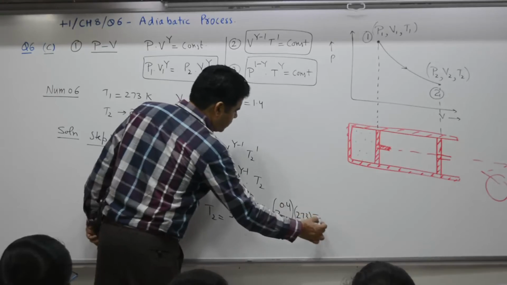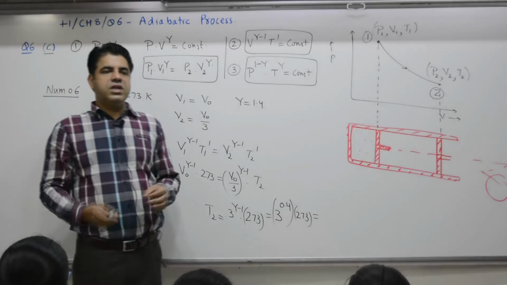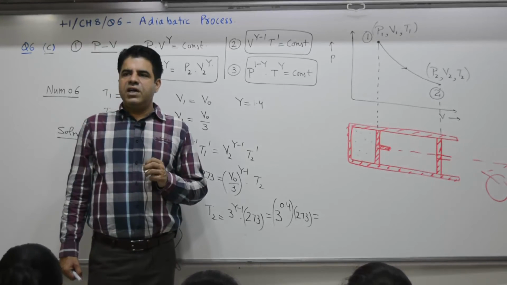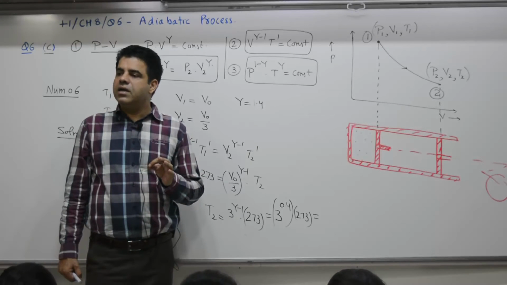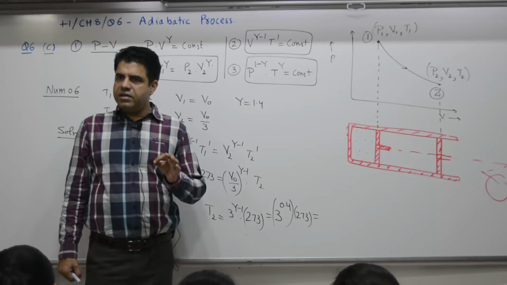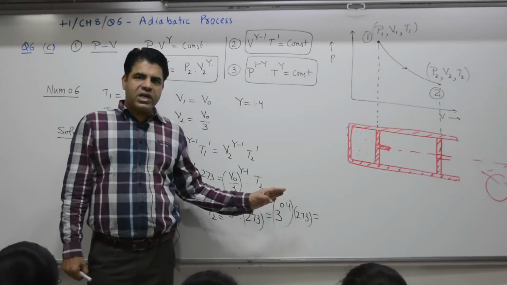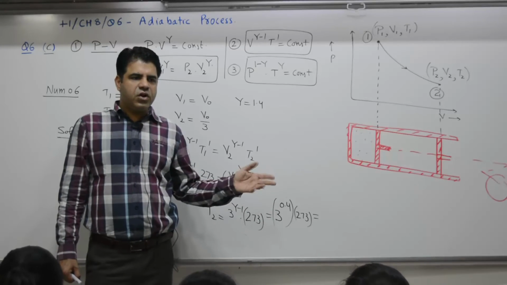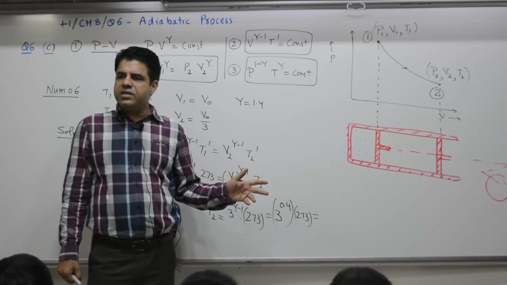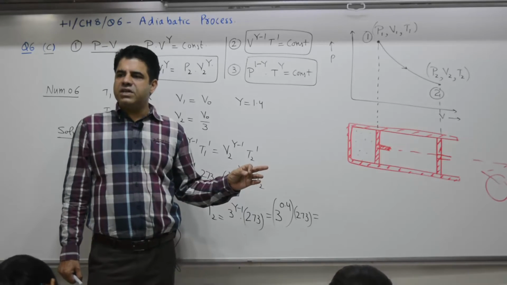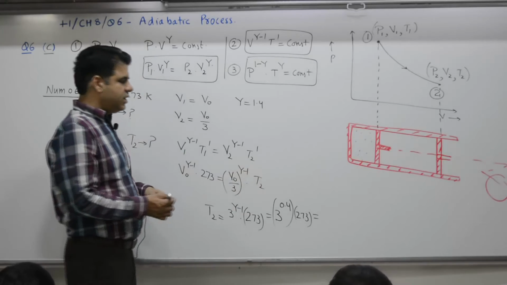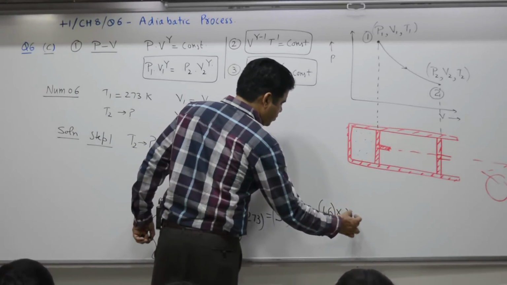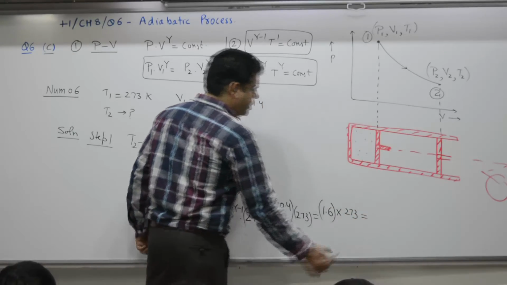This value we don't know. 3 is power 0.4. 3 is power 0.5 means under root 3 is how much? 1.73. 3 is power 0.4. Can we take it 1.6? Approximate analysis. We don't have any other option without calculator. That is the only way to do it. 3 is power 0.5 is 1.7. 3 is power 0.4, let me take it as 1.6. If I take it 1.6 into 273, comes out to be what?